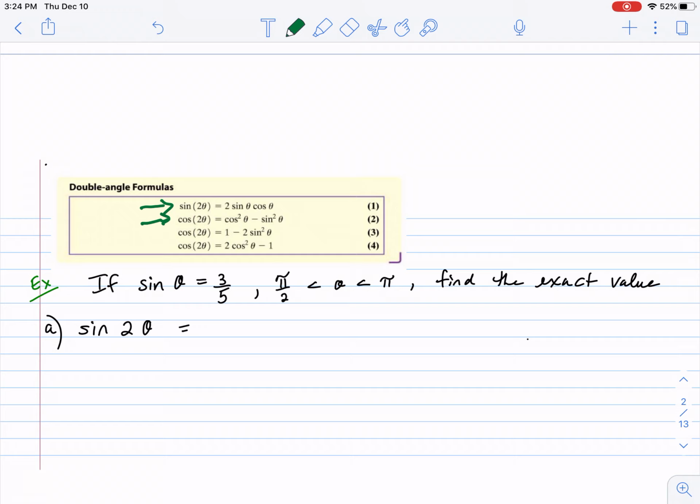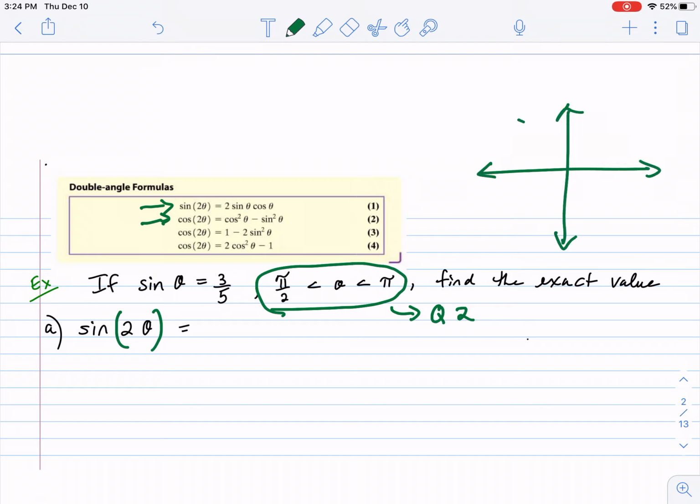Okay, so if I wanted to find the sine of 2 theta in this first example, and I know that the sine of theta is equal to 3 over 5, and I know that I am in the part of the unit circle from pi over 2 to pi, which of course, what quadrant is that? That is quadrant 2. Okay, so I need to draw a triangle in quadrant 2. So here I go, drawing my triangle in quadrant 2.